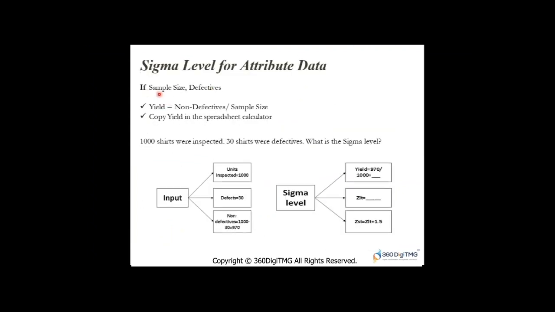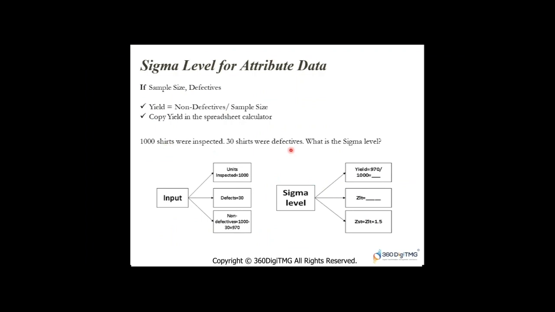If the sample size is given and the number of defectives are given to you, then you will have to calculate yield, which is number of non-defectives divided by the sample size. Copy the yield into the spreadsheet calculator. You will see the sigma long term and sigma short term. Here's the case study. 1,000 shirts were inspected, 30 shirts were defectives.